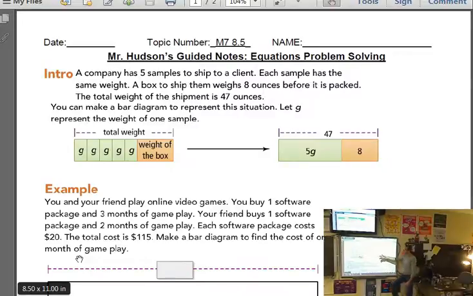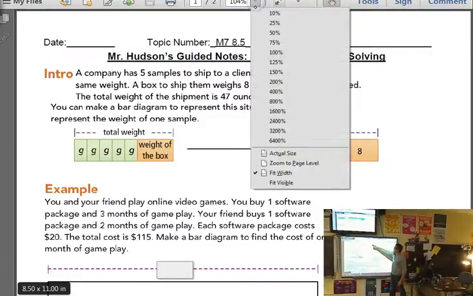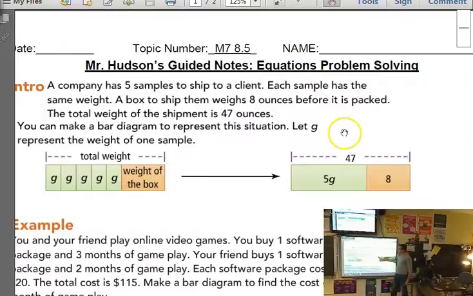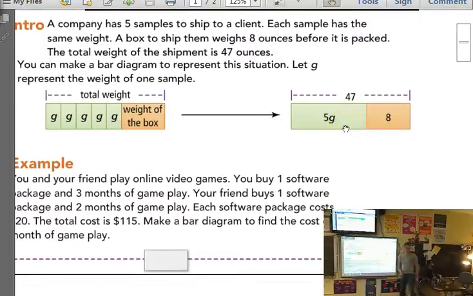So here's my model for what I'm shipping. My total weight is going to come from my 5 games and my box weight. So when I set that up, I can really say 5G, and now I know that my box weight is 8 ounces, so I can really say we have 5G plus 8. So then, to figure out what the weight of one sample would be, what can I do based on this model? Like, we can write this as an equation, but if we just look at the model here. Sam, what do you think?